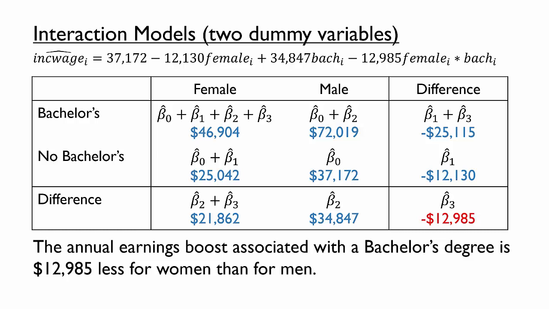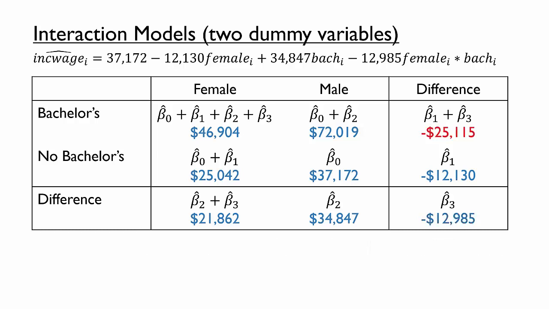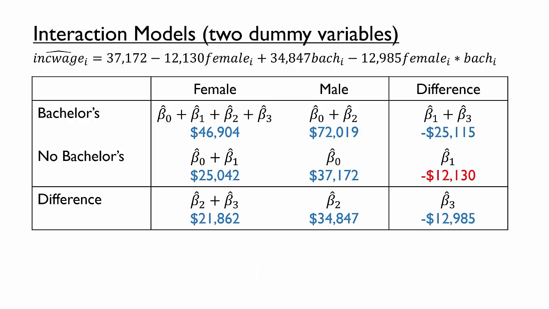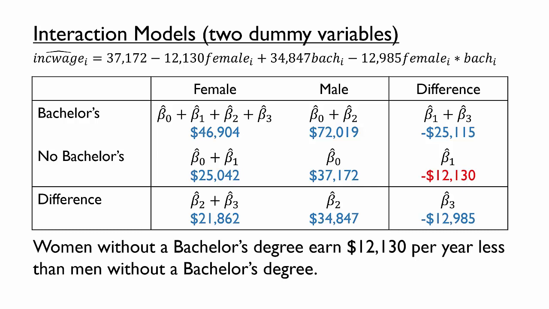We could also examine these differences in the other direction. The difference column for bachelor's degree recipients tells us that women with a bachelor's degree earn $25,115 per year less than men with a bachelor's degree. Just below that value is the analogous gender gap for those without a bachelor's degree. Women without a bachelor's degree earn $12,130 per year less than men without a bachelor's degree.